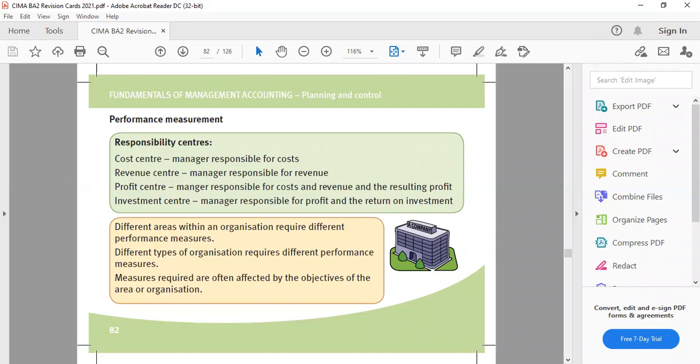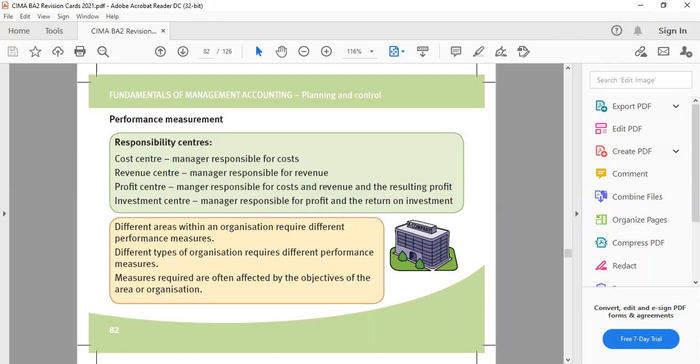So that is a responsibility center. A subunit of an organization where there is a manager appointed with authority to take decisions and eventually also held responsible for the decisions taken. That we call a responsibility center.